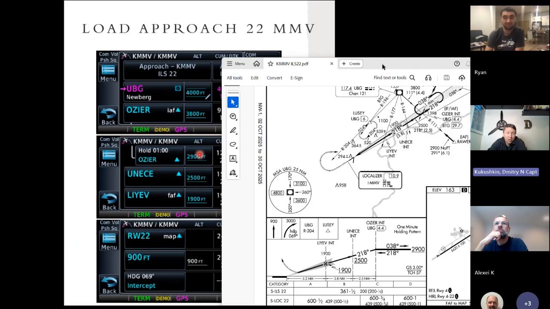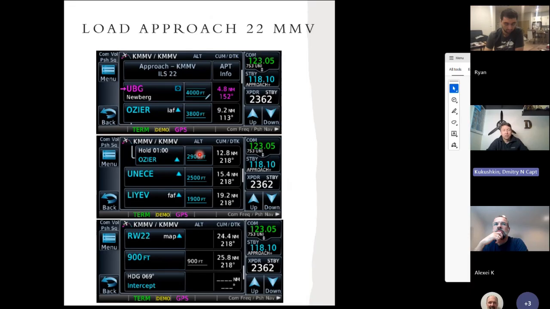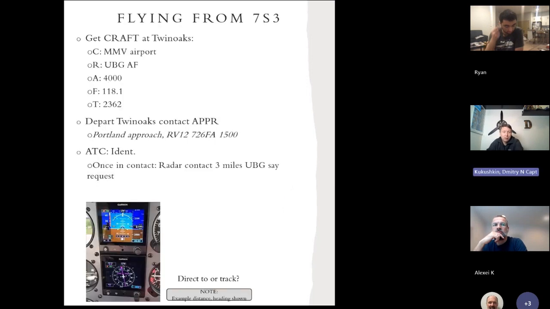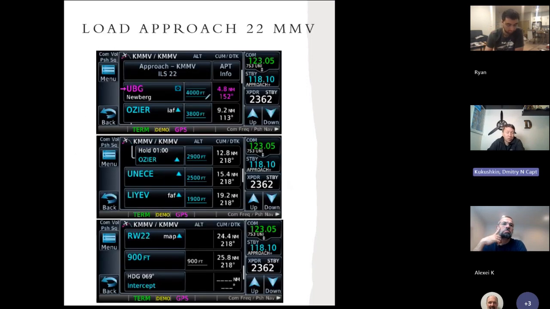So loading the approach is the first step, then simultaneously briefing it, walking through the plate and making sure that what you loaded matches what you see on the plate. That is an essential part of flying the approach before you fly it. Okay, so at that moment, the approach is briefed, loaded, verified, and you're ready to go.